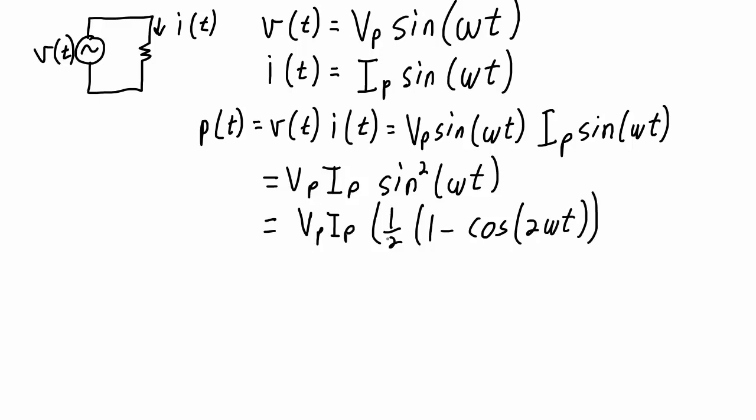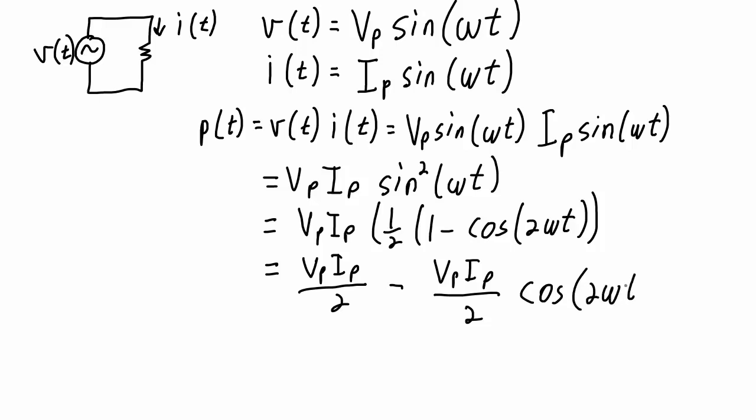Let's distribute this VpIp and this 1/2 through these two terms, and we'll end up with two terms. We'll get VpIp over 2 minus VpIp, peak voltage times peak current, over 2 times cosine of 2 omega t. So this overall expression is the time varying power. And we can look at two components to this time varying power. There's a constant component and the varying part. And typically you don't care about the time varying power, you care about the average power.